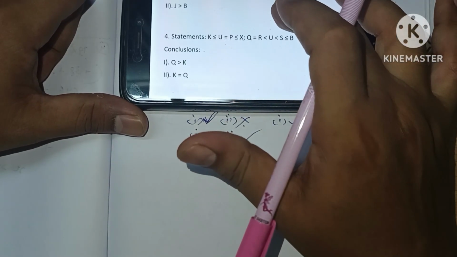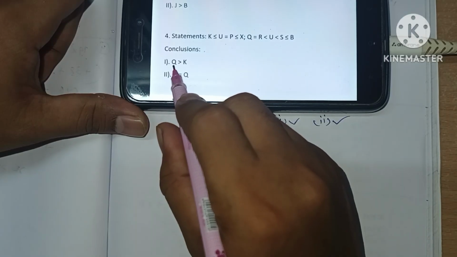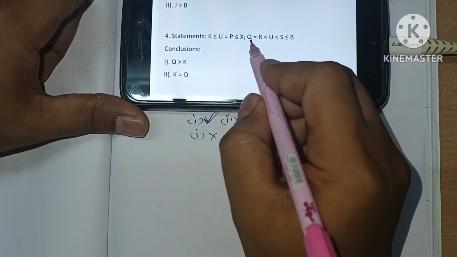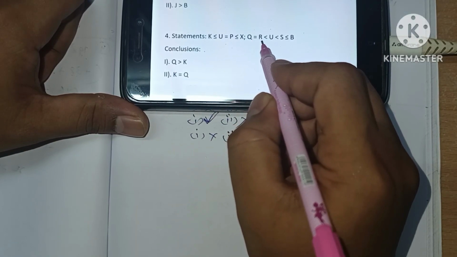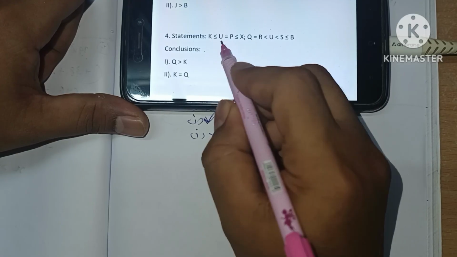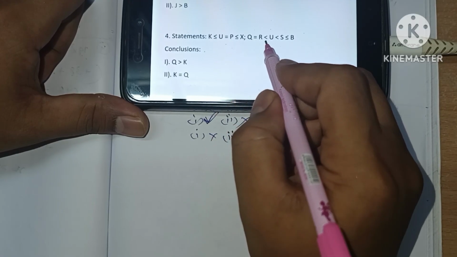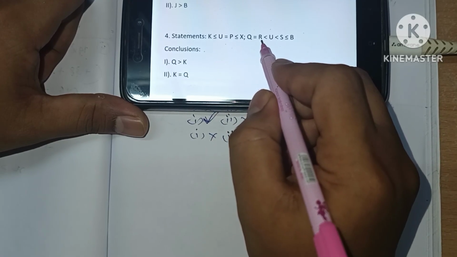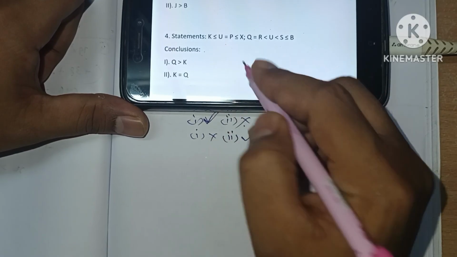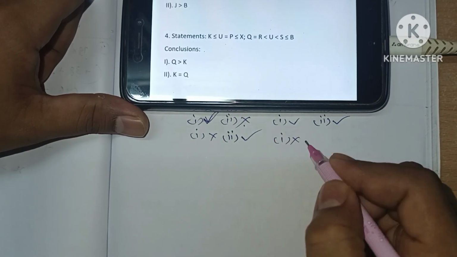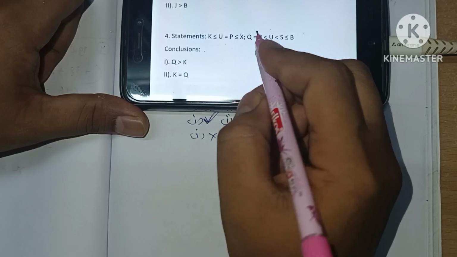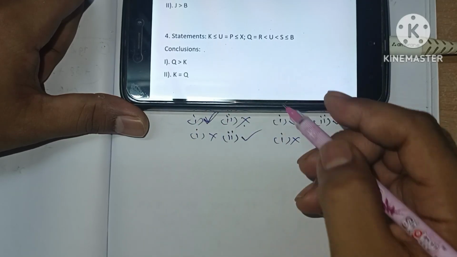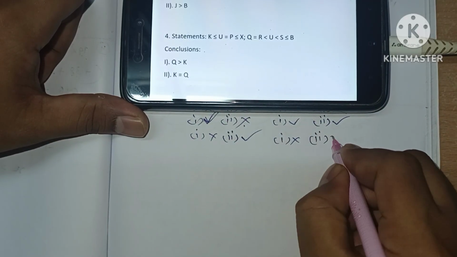Let's see fourth one. The flow from Q to K. From Q we can reach to R. Okay. From R we cannot able to move any other side. So first conclusion will be false. K equals to Q. K and Q is not equal. So fails.